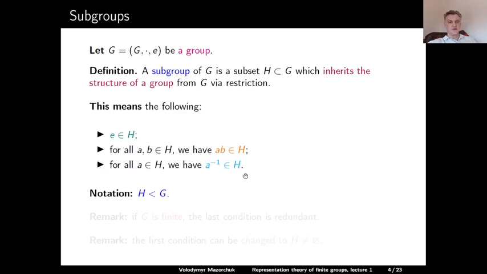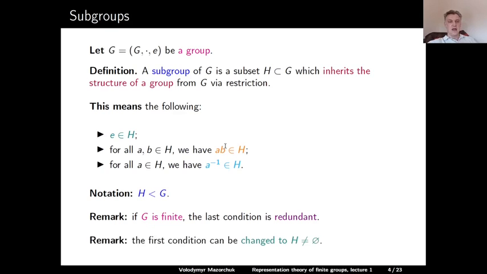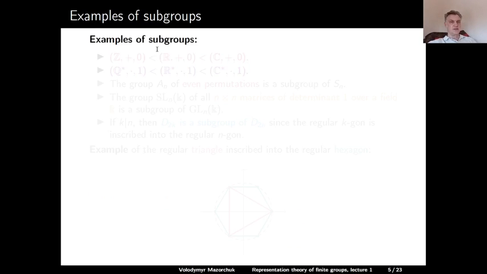The usual notation for a subgroup is as follows. So H is a subgroup of G. And a couple of remarks. If G is a finite group, then the last condition is redundant. It follows automatically from the first two conditions. And also, the first condition can actually be changed to the requirement that H should be a non-empty subset of G.